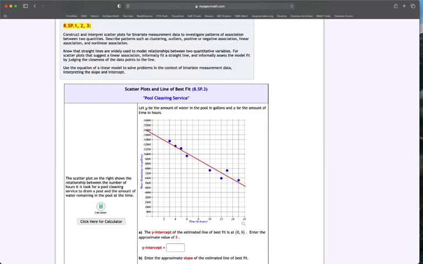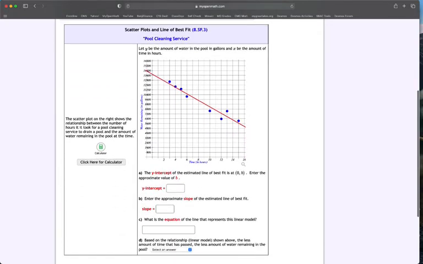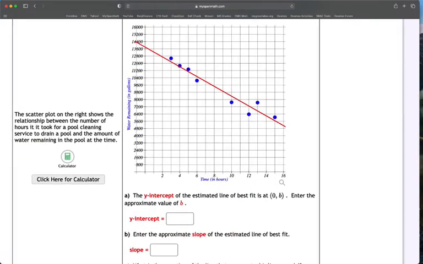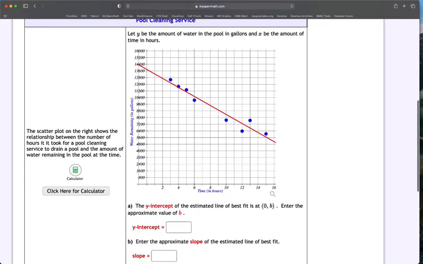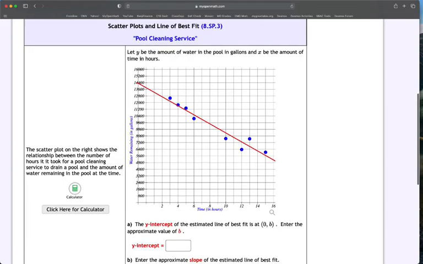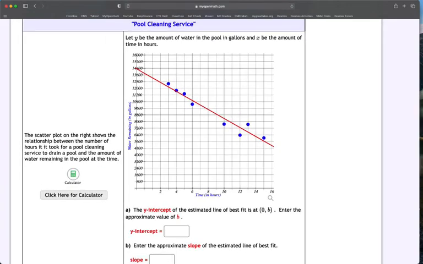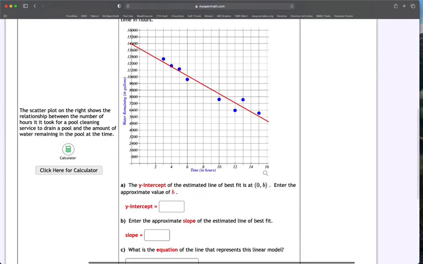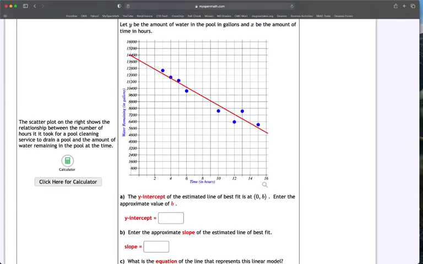Here we continue with the statistics and probability set of standards 8.SP.1 and 2 and 3, where we are dealing with the idea of a scatter plot. So we can see that this situation represents the amount of water in a pool over a given amount of time in hours. This is a scatter plot because the dots that are plotted, the ordered pairs that are plotted, they're kind of scattered a little bit. And then the red line that goes through them, that's the approximate line of best fit.